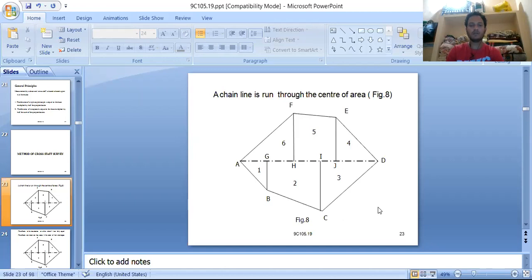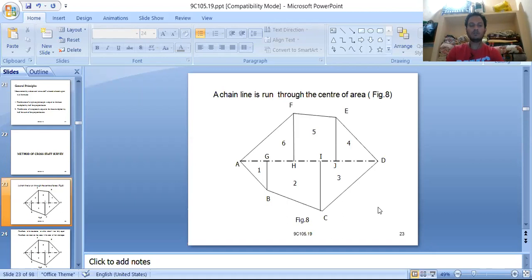Here in this diagram, we can observe a chain is laid between points A and D, because these two points are very distant from any other two points. So we have to select two points such that the distance between them is the maximum compared to any other two points in a given field. Here A and D are far away, so we select these two points to lay the chain line. A chain is laid between A and D, where we can observe a dotted line which represents the chain.